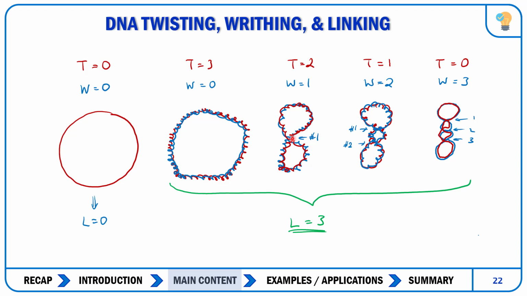Writhing means that the whole loop itself folds in and twists, so you get these nodes. So a writhe of 1 equals 1 node, and a writhe of 2 equals 2 nodes, and so on and so forth. But no matter what, the number of twists plus the number of writhes will be equal to the number of links that are possible.